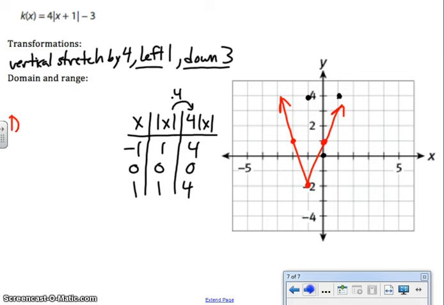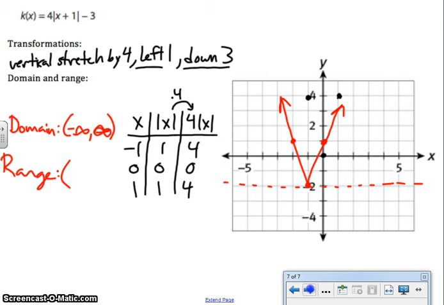So when I think about domain and range, all right, my x values, those arrows are pointing left and right, and they're going forever in those directions. So my domain is -infinity to +infinity. My range, my y values start right here at -2. And since my absolute value is pointing up, they're going up forever. So my range is from -2 to infinity. And I would want to include that -2.